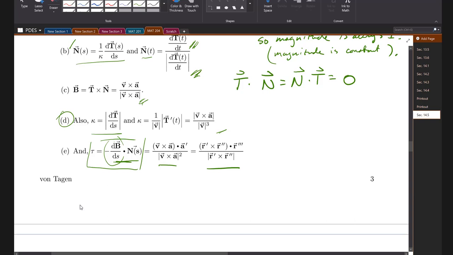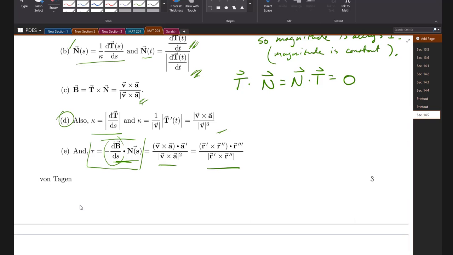The torsion, we said, was basically a measure of how the Tn plane, the oscillating plane, was twisting. And for the oscillating plane to twist, we needed that plane's normal vector to change. Does that make sense? If there's anything I could leave you with today as far as torsion goes, it's that for that oscillating plane to twist, its normal vector has to change.